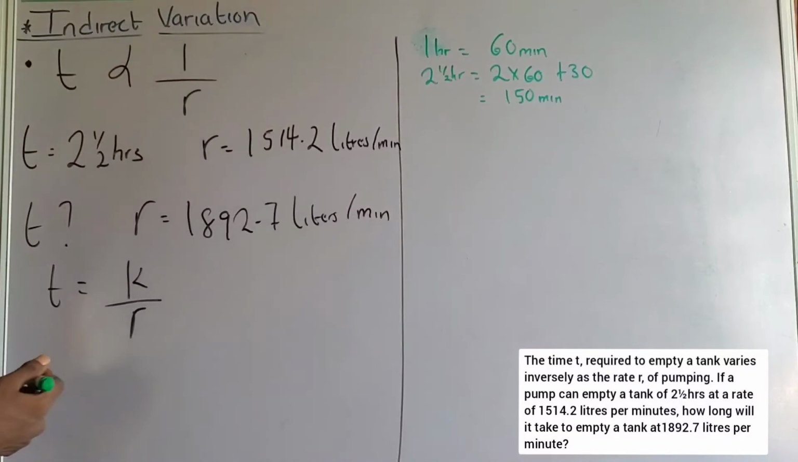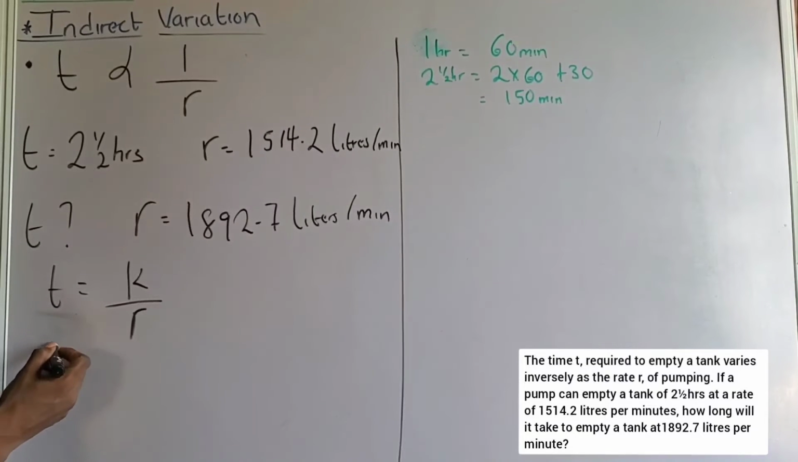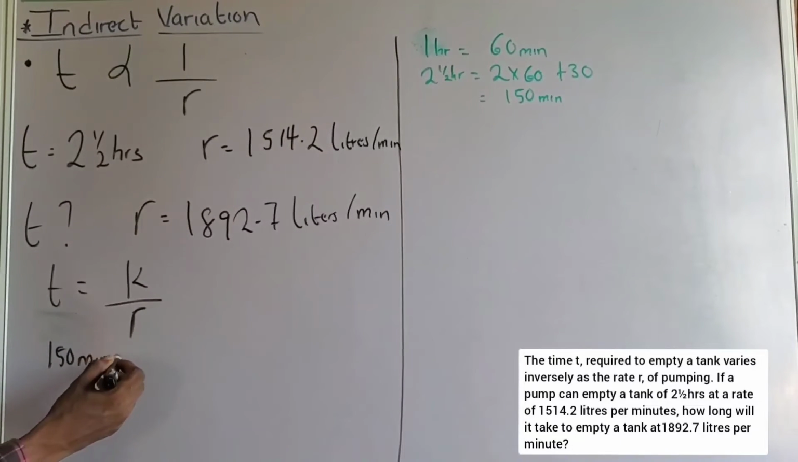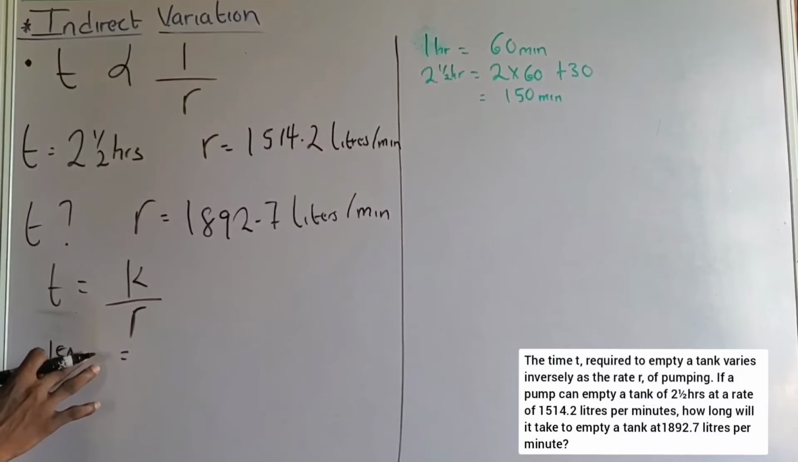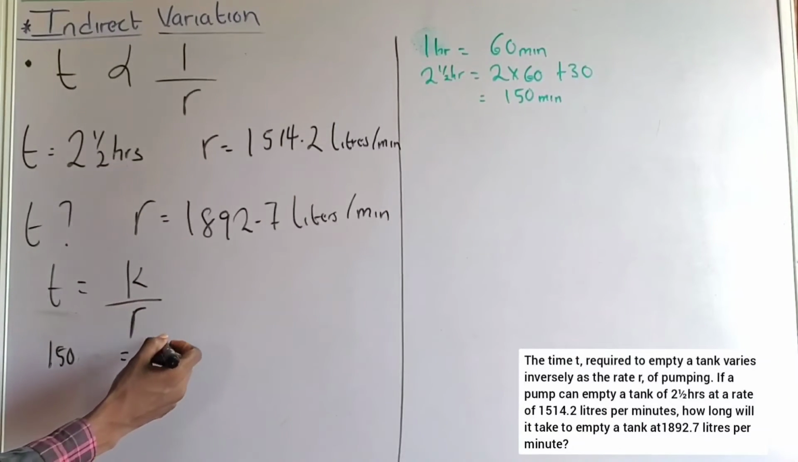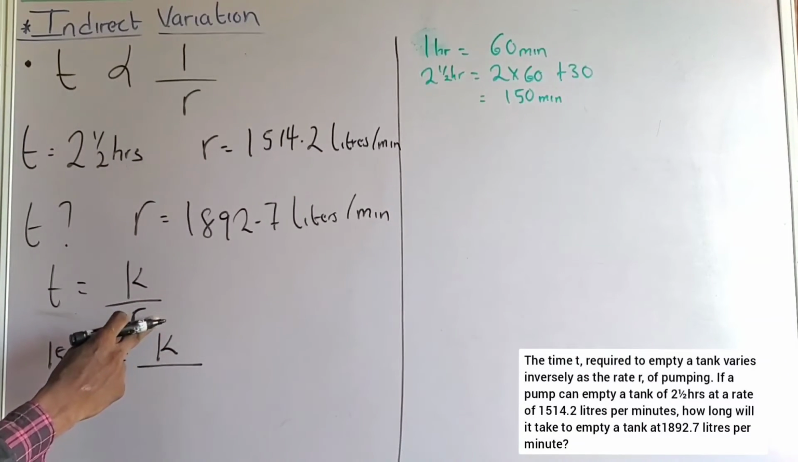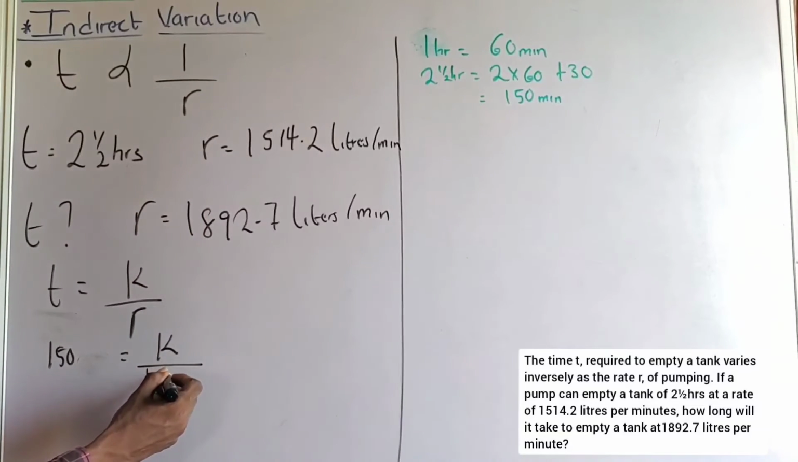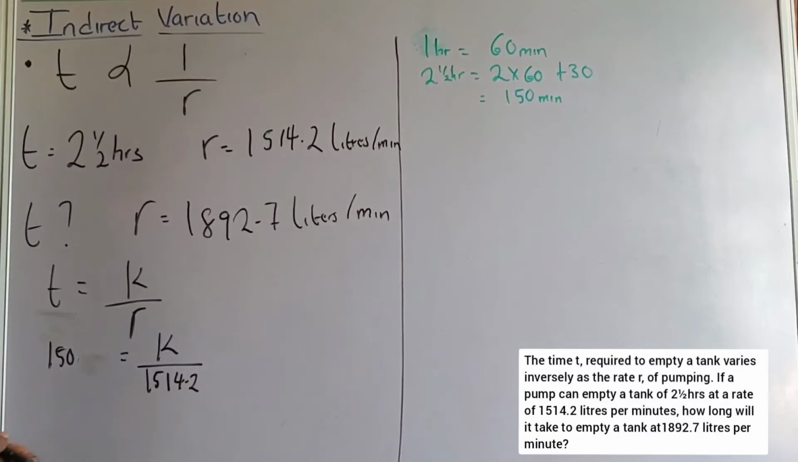Okay. Now, having done that, we can proceed to solve the question. Listen very carefully. The time is 150 minutes. 150 minutes is equal to K over R. It's not necessary to carry the units because the minutes here are going to cancel. So 150 equals K over R. We don't know the value of K. That's what we want to determine. The rate is 1,514.2. To get the value of K, just take the cross product. So you can rewrite 150 as 150 over 1.